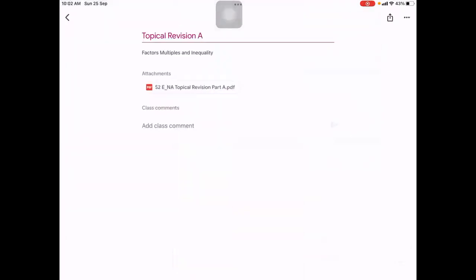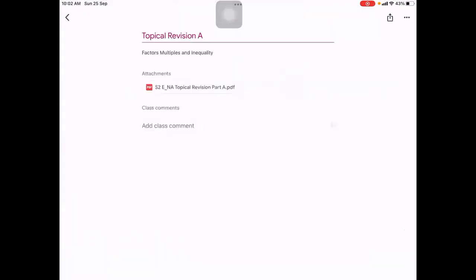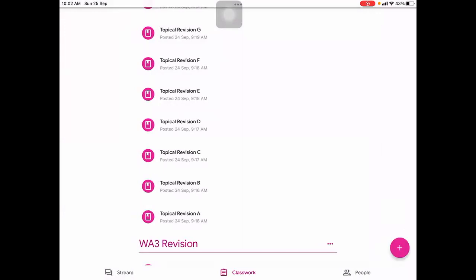So for topical revision A, this one is on factors, multiples, and inequality. We already went through the answers in class, so I hope you study that. This is more for paper 1. Later, if you need answers, I'll write out the answers and post again.